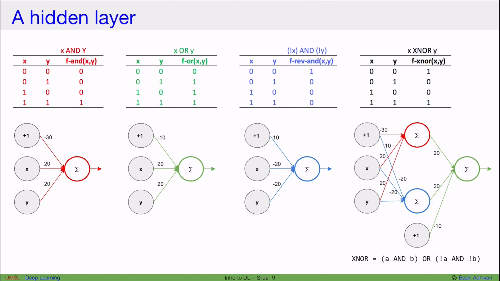In this slide, what I would like to do is talk about the importance of a hidden layer. Say we have the problem of finding X and Y. So if you remember talking about logic gates, what AND does is it throws out a positive signal only when both of the inputs are positive.